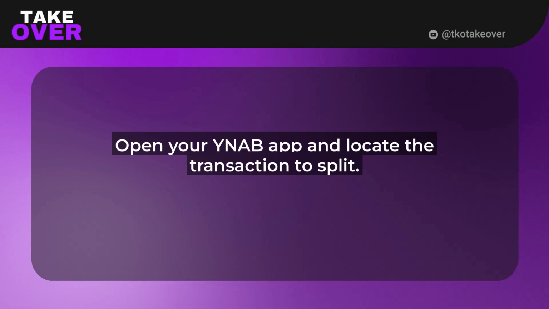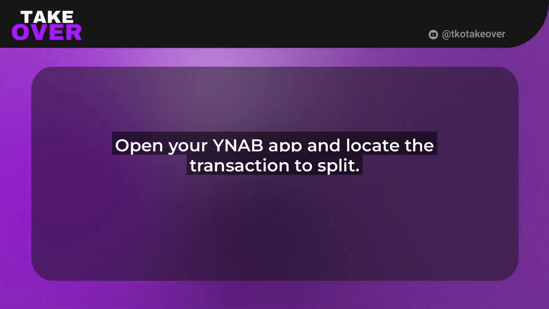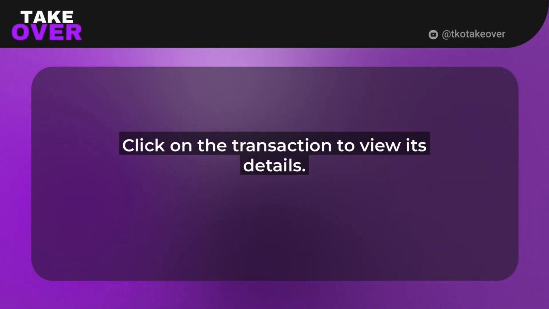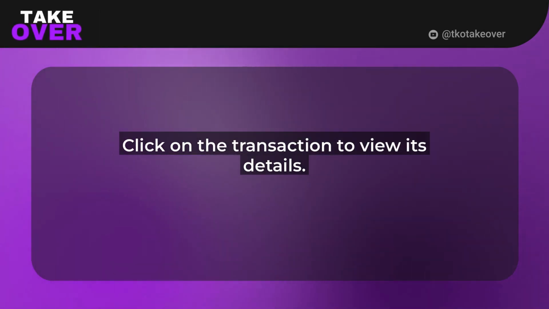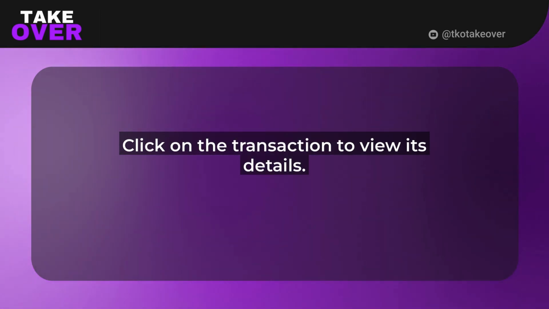First things first. Open up your YNAB app or website and head to your transaction list. Find the transaction you want to split, maybe that $100 debit from the store. Click on it to open the details. Now, look for the Split button, usually right there in the transaction editor. Go ahead and click it. This will create sub-transactions under the main one.